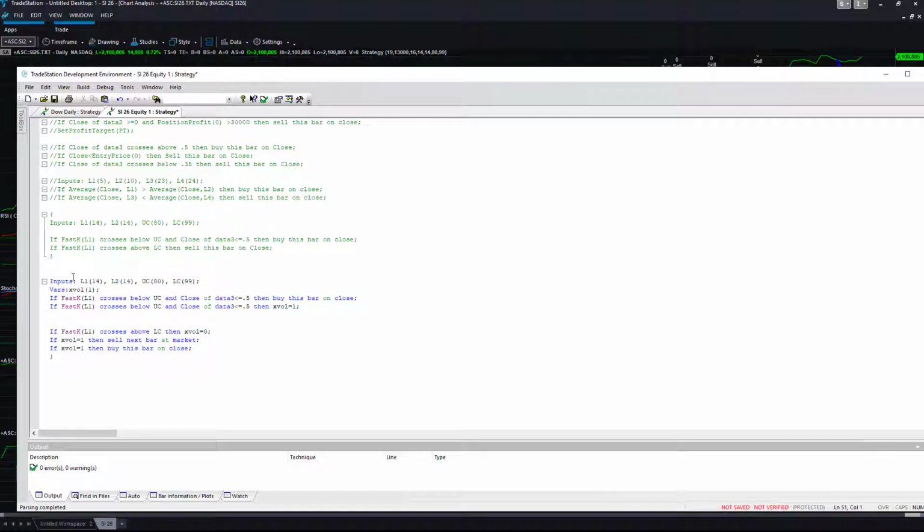If fast K crosses below UC and close, then buy this bar on close. And then if the same condition occurs, then X vol is equal to 1. It's kind of a loop. And then if fast K crosses above LC, then X vol equals 0. And then if X vol equals 1, then sell next bar at the market.